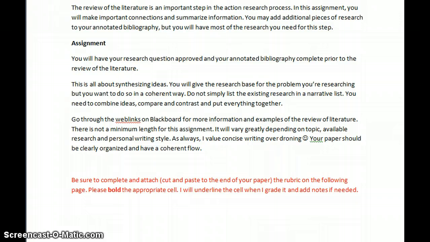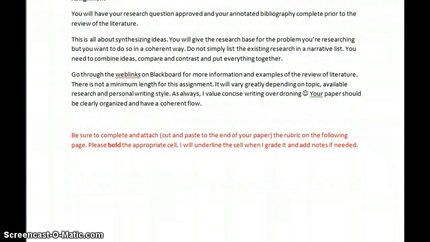What are the new ideas? What do you come away with? You might compare and contrast. I have some links on Blackboard that you can go to and get some more information about the review of the lit, what it looks like, what's expected.